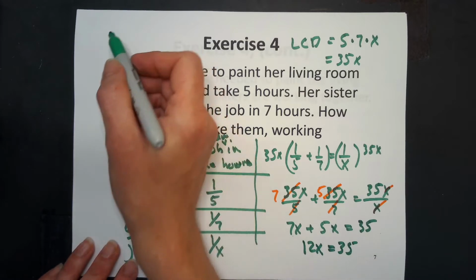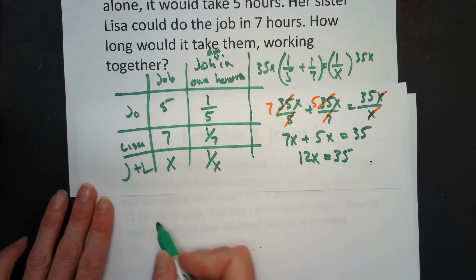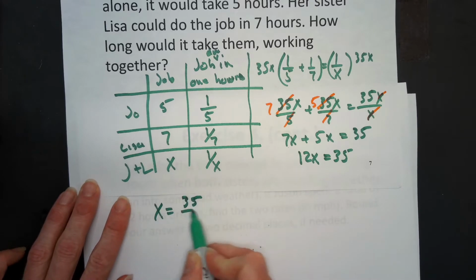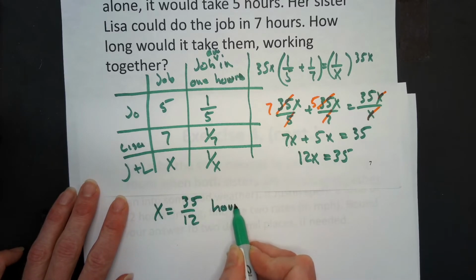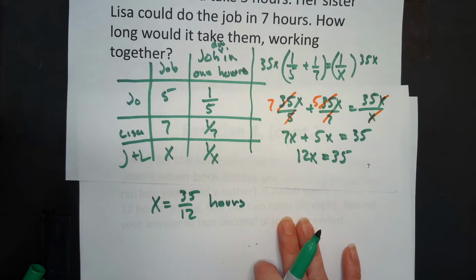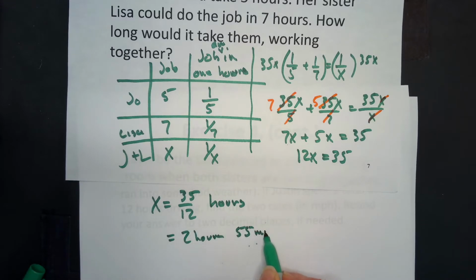So I would get x equals 35 over 12 hours. And then 1/12 of an hour, well, there's 60 minutes an hour, so that's about 5 minutes. So 1/12 of an hour is about 5 minutes. That means this would be 5 minutes short of 3 hours. So this would be about 2 hours and 55 minutes.